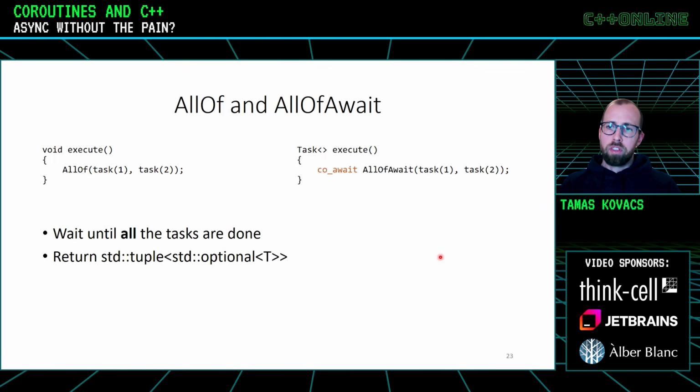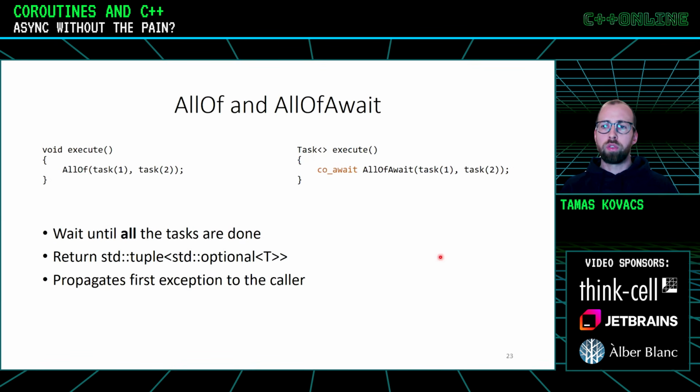The result of all of is basically a tuple of optionals. That means that each task can either produce a value or be absent, for example, because of some cancellation. If one of the tasks throws an exception, all of propagates the first exception to the caller. And having both all of and all of await together is absolutely intentional. So one works, as I already said, for synchronous code, and the other works in a coroutine context.